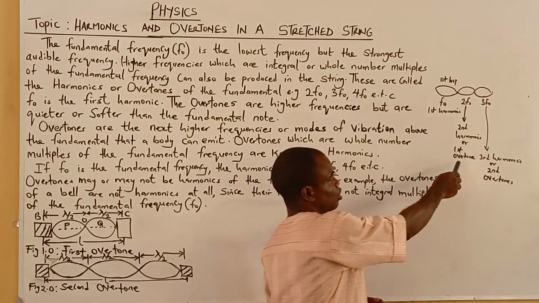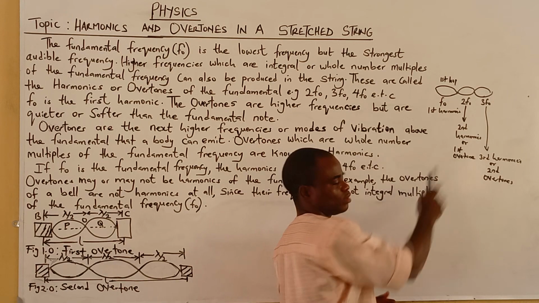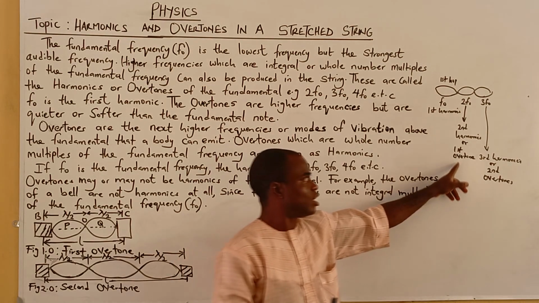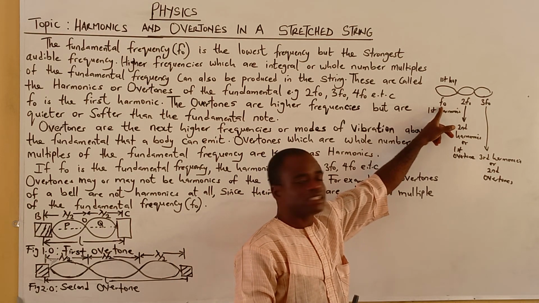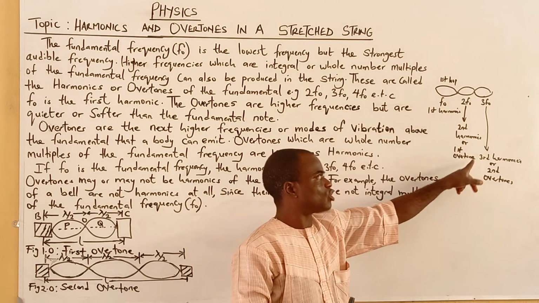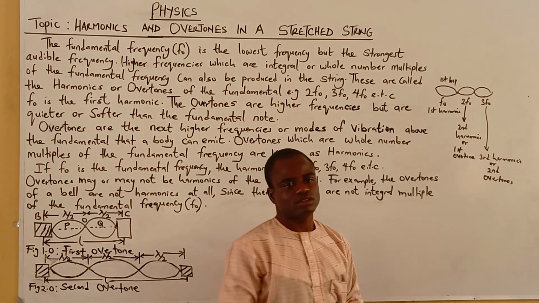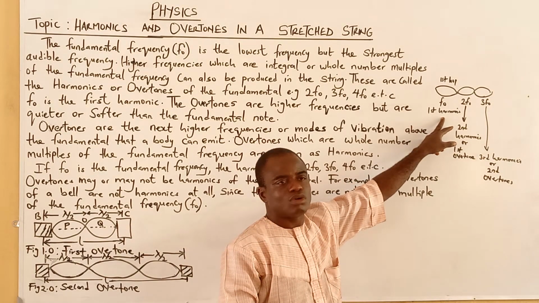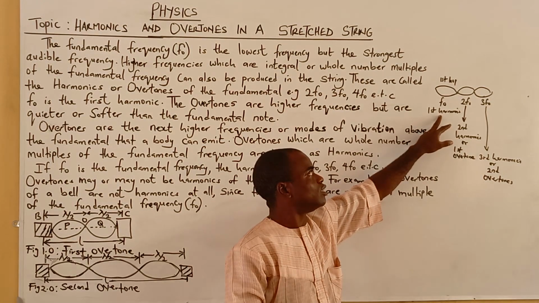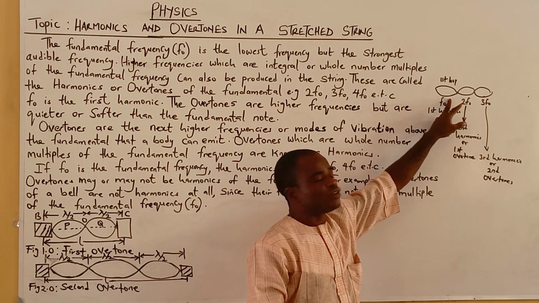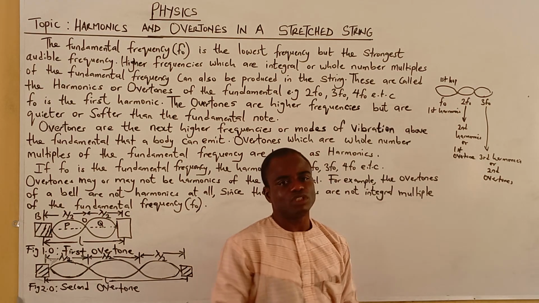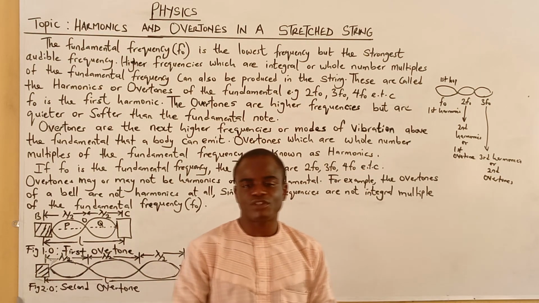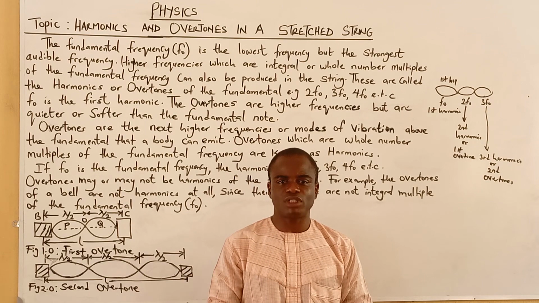And also is the overtone. I said it again. Overtones are the whole number multiples of the fundamental frequency, which are called the harmonics. And the first fundamental frequency, that is the first harmonics. The fundamental frequency is called the first harmonics, where you have the first loop. That's where you have the fundamental frequency, which is also called the first harmonics.